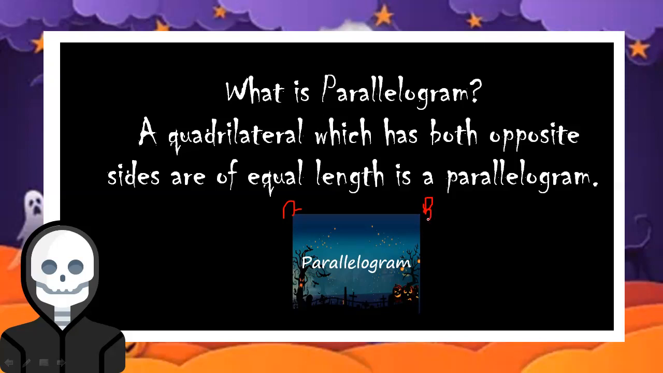B, and C and D. Now it says the opposite sides. So AB will be equal to side DC, and side BC will be equal to side AD. So it shows the property of a parallelogram.